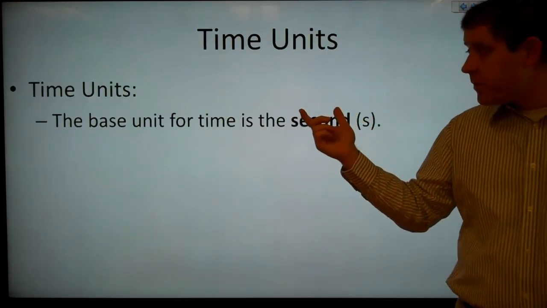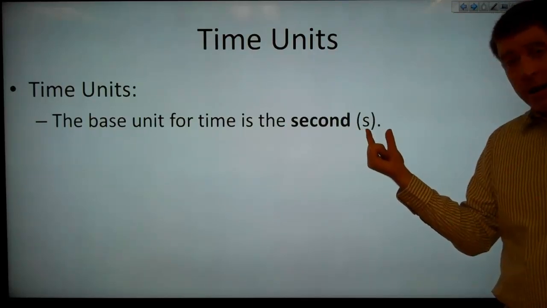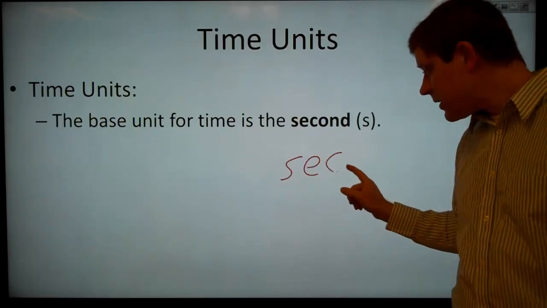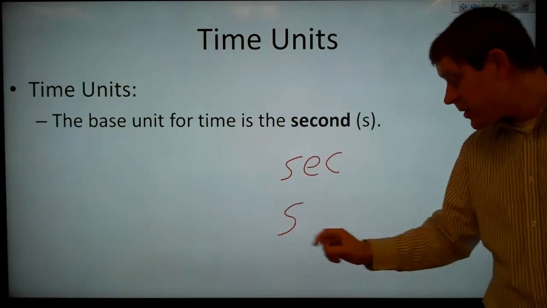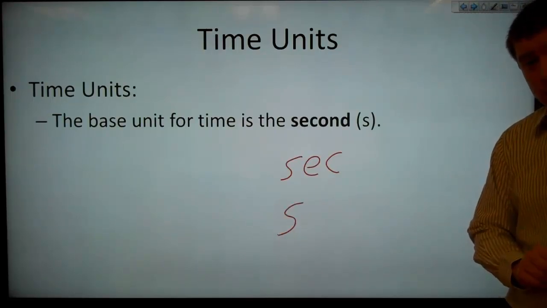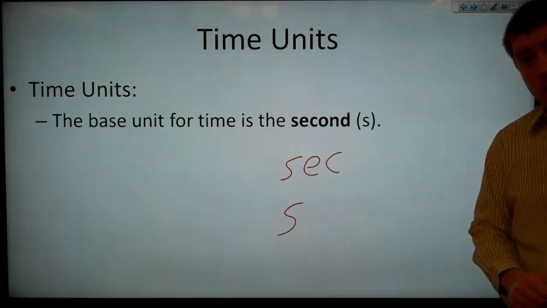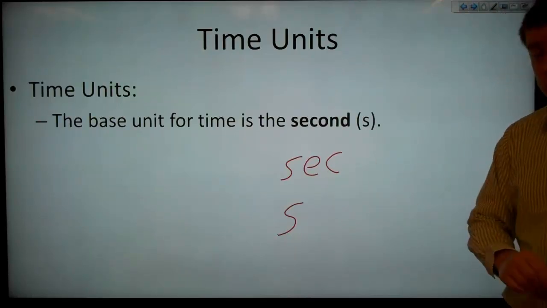So now let's look at time. The base unit for time is the second, and we abbreviate it with a lowercase s. Sometimes you'll see second abbreviated with SEC. Technically, this isn't really correct. We really want to write it with just that lowercase s, because we don't need anything else. Lowercase s means seconds when we're talking about a unit. It doesn't mean anything else, so we don't need that EC.